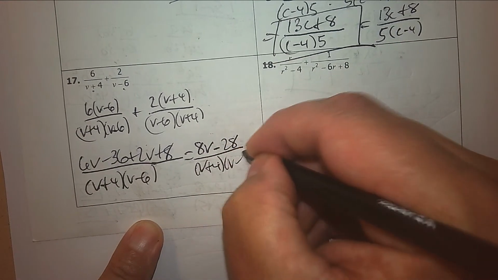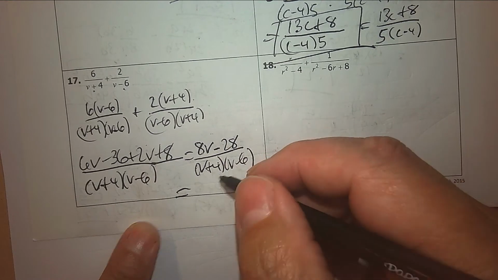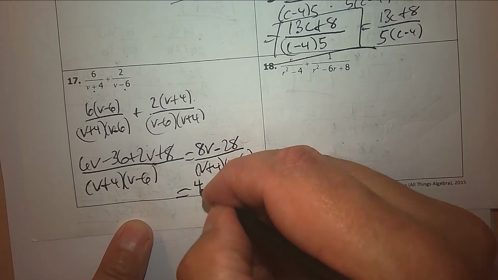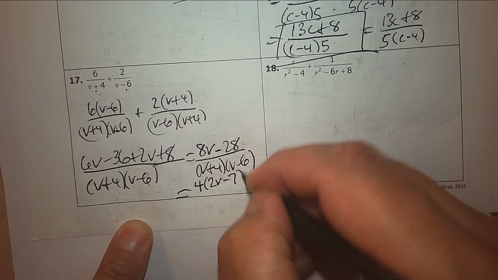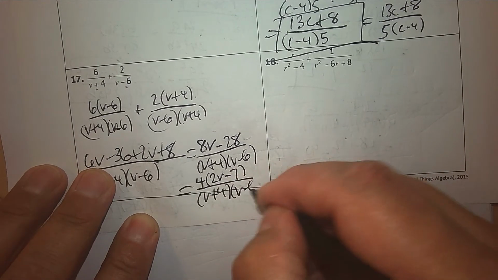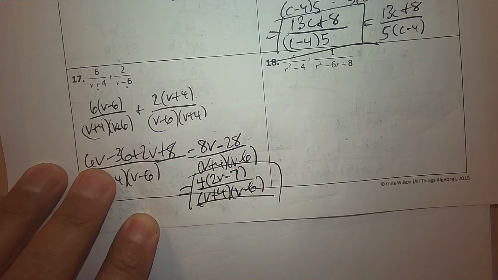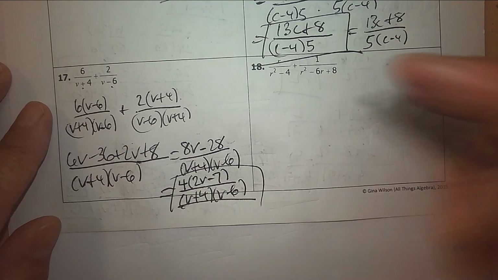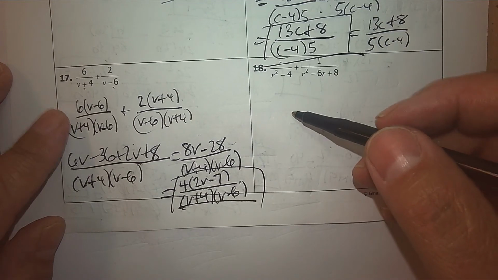So the top is factorable. So 4 goes into both. So you have 2v take away 7. But that doesn't match with anything in the denominator. So it's prime. All right, one last left before your quiz. Practicing. I'm proud of you that you practiced the homework sheet so you can do well on your quiz.